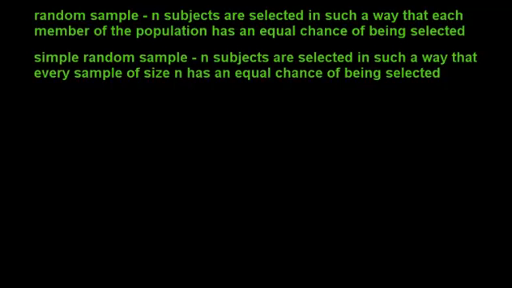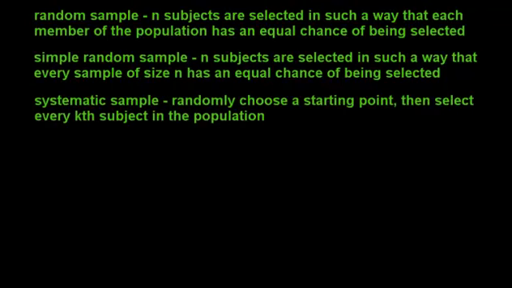A simple random sample sounds similar, but let's look at the distinction. N subjects are selected in such a way that every sample of size N, every possible sample we could make of that sample size, has an equal chance of being selected. So that's not mentioned in random sample, that every possible sample we could form has an equal chance of being selected, just that each member of the population does. Now we'll be talking more about these two types of sampling in a future video, so I won't go any further with them right now.